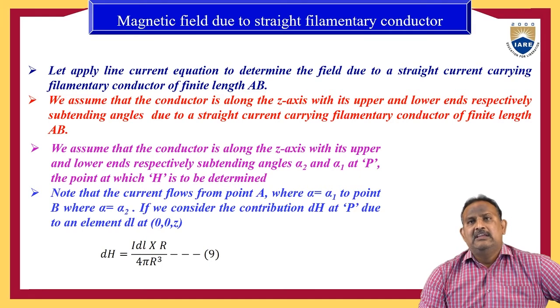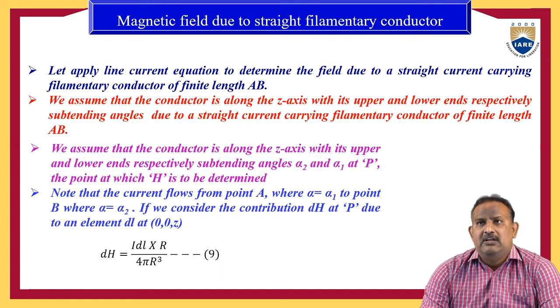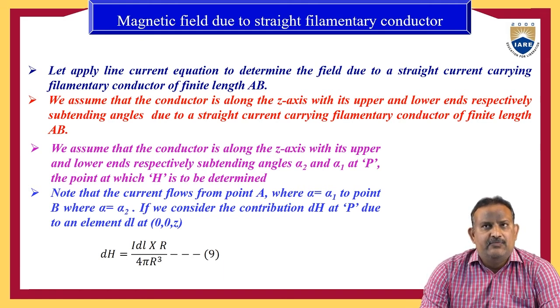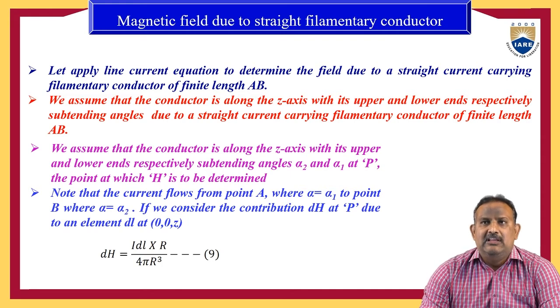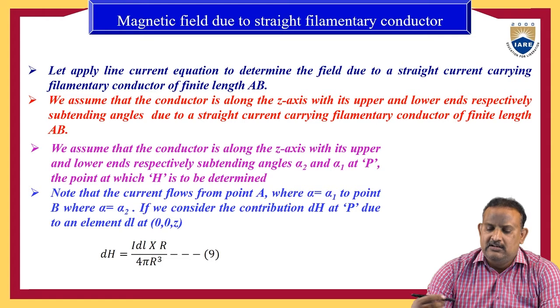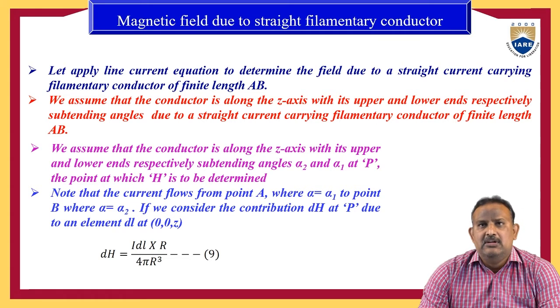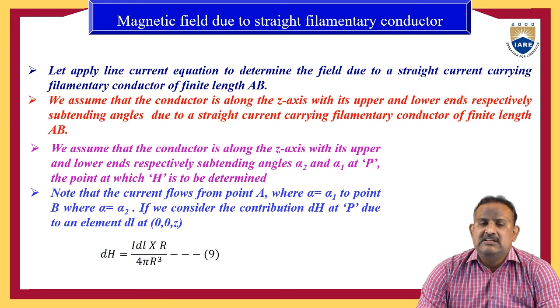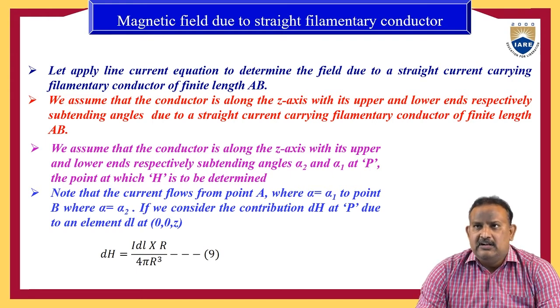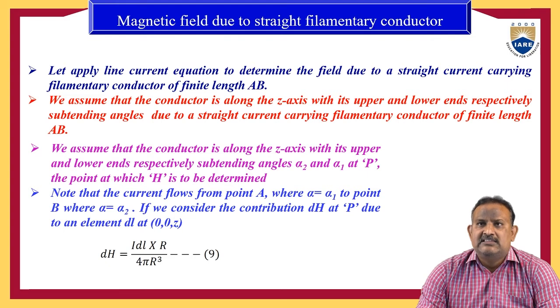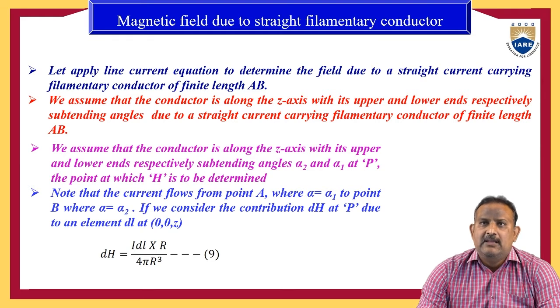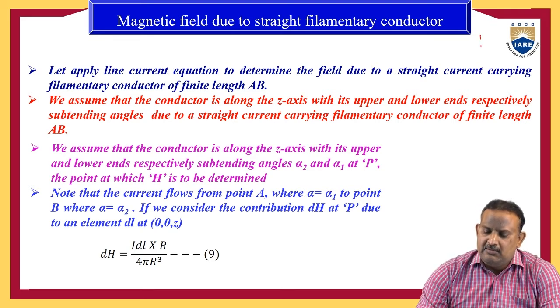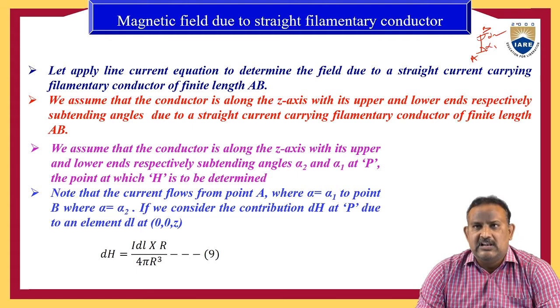So let us apply the line current equation to determine the field due to a straight current-carrying filamentary conductor of finite length AB. The total line length is AB. The top end B and bottom end A make some angles, so let us assume angles alpha 1 and alpha 2.